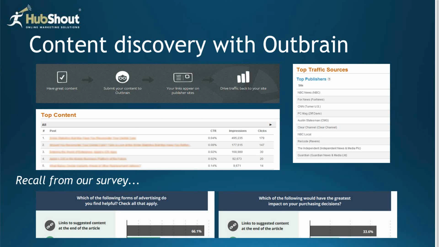And especially if you're developing great content, it sort of feeds itself, because you're able to take the content you're already building and just get better distribution of it. And then we also included back in here those results from earlier in our study, which showed that those links at the end of articles were what people found the most helpful and also had the biggest impact on a purchase decision.